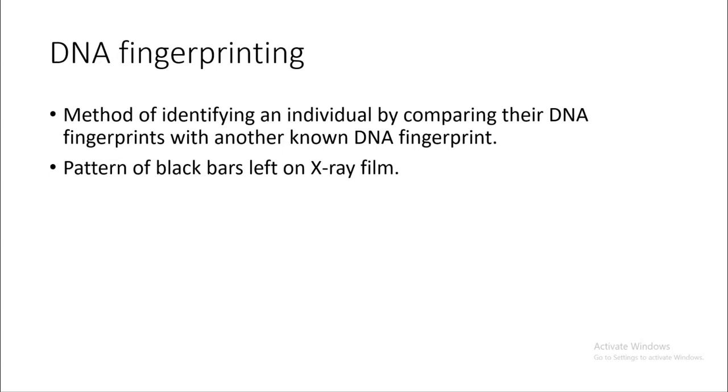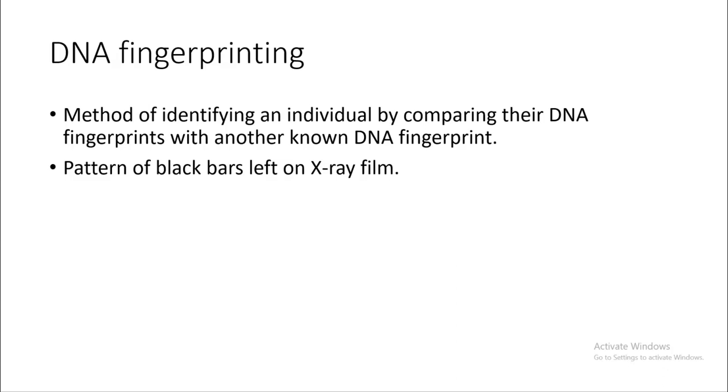So the last thing I want to cover today is DNA fingerprinting. Mostly this is used by police officers. I normally watch a lot of shows where they use DNA fingerprinting to identify an individual who's guilty. DNA fingerprinting is the method of identifying or comparing DNA which was found before. They use X-ray film, which normally gives black bars.